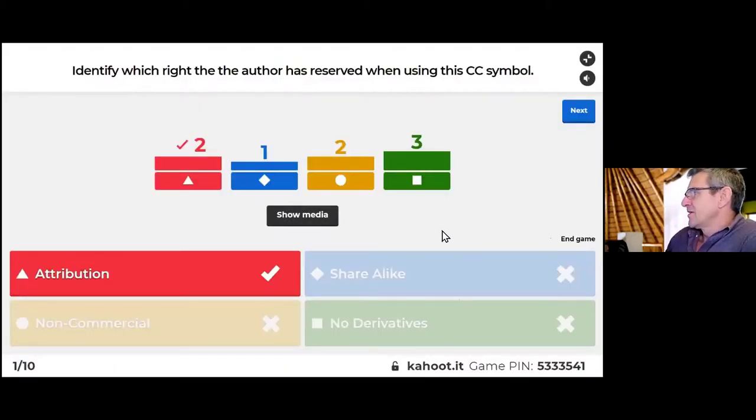All right, so the correct answer was red. It was attribution. So only 2 of you got that right. You can see 3 of you went for no derivatives. Okay, but if you see the little man, it means by. It means it's by someone. So who's it by? All right, attribution. Who is the person that needs to be attributed, acknowledged as the creator? All right, so keep that in mind.